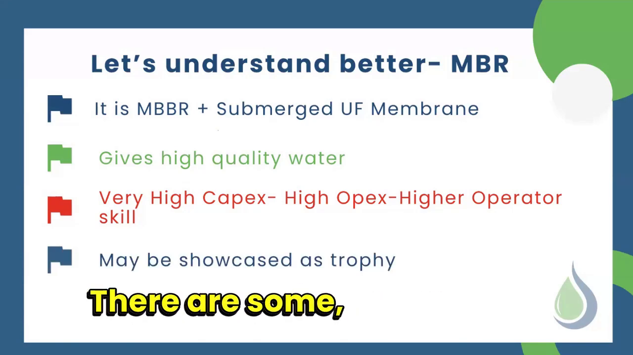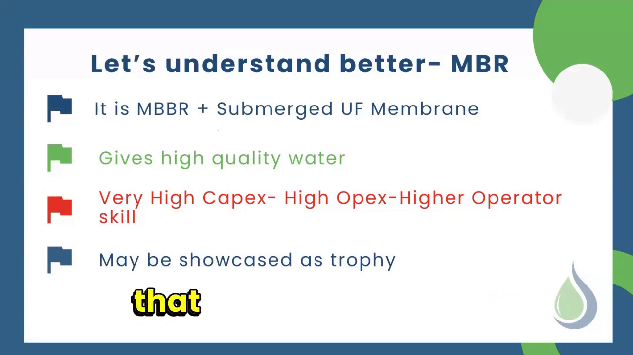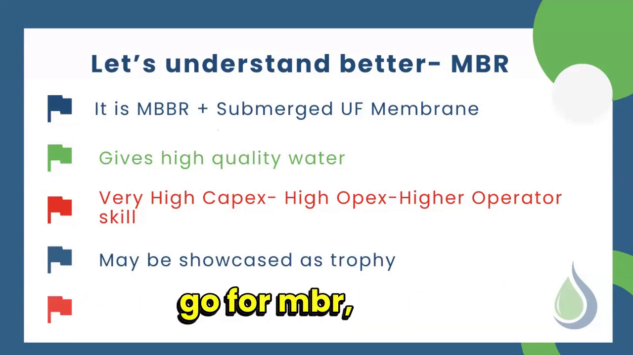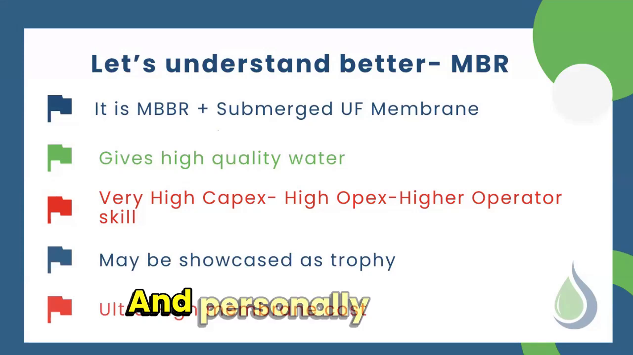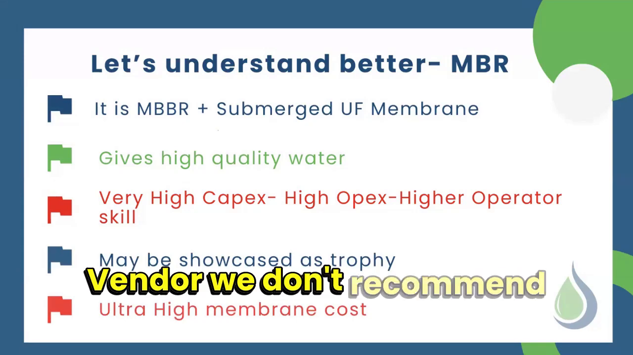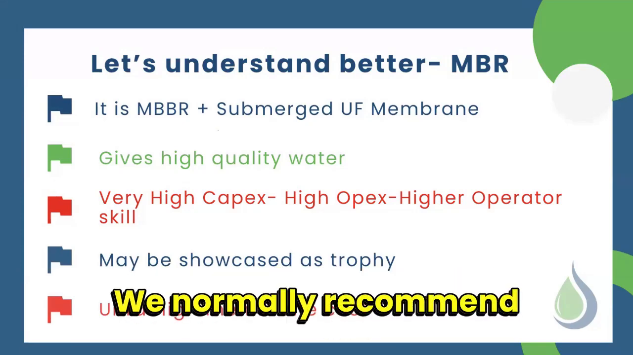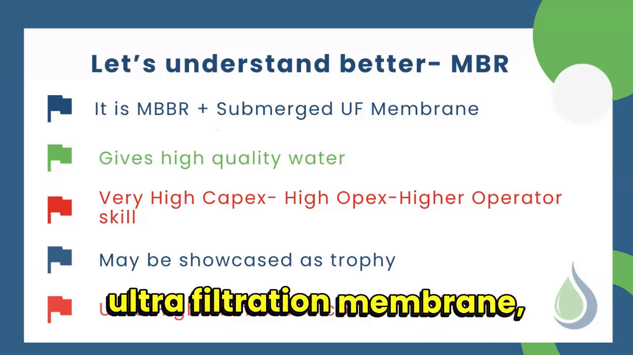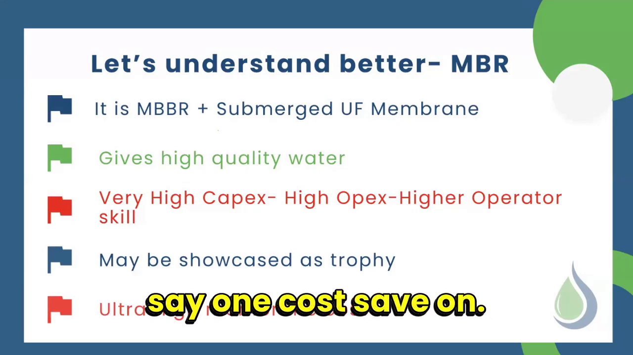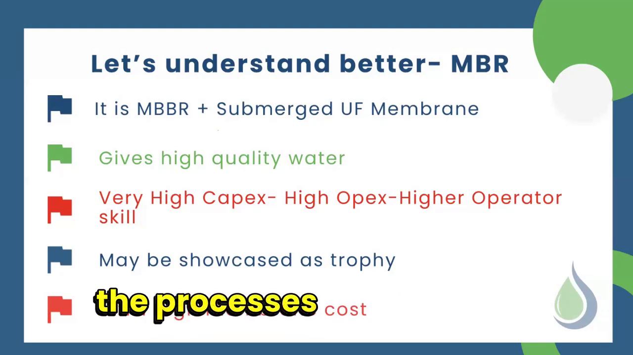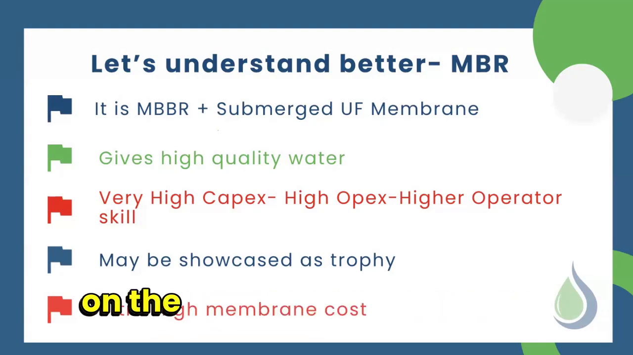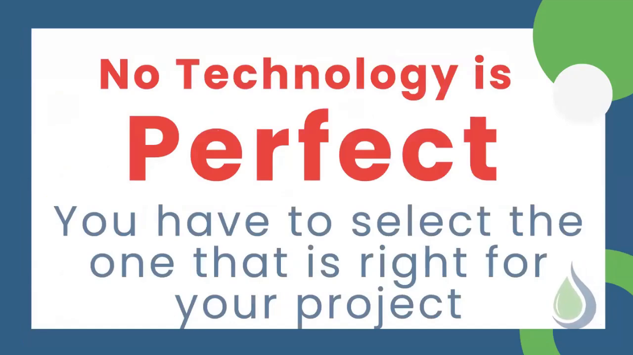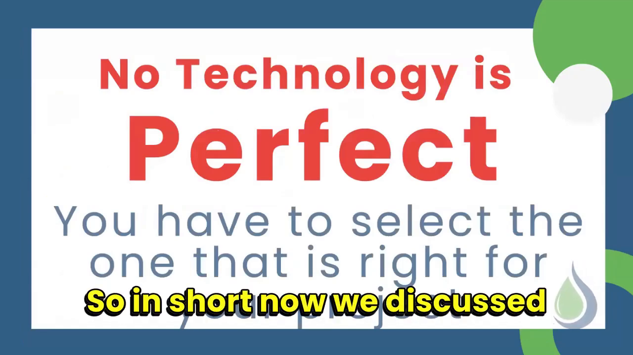There are some people who want to show that we have high-tech equipment. That is the kind of people who would probably go for MBR, right? And personally, as an STP vendor, we don't recommend MBR. We normally recommend either go for SBR or MBBR and then put an external ultrafiltration membrane. Save on cost, because you are decoupling both the processes, and you save on the replacement cost also.